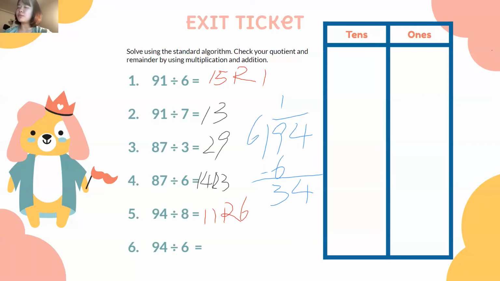And what number can we put for the quotient? 6 times 6, that is 36. Close, but it's still bigger than 34. So let's try something less. Let's try 5. 5 times 6, that is 30. And 34 minus 30, that gives us 4. And 4 is less than 6, means I'm doing correct. So our answer is 15, remainder 4.